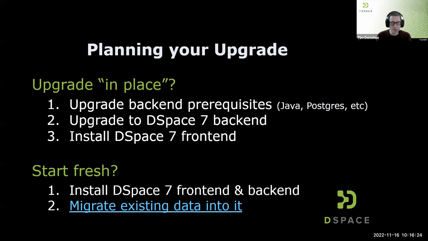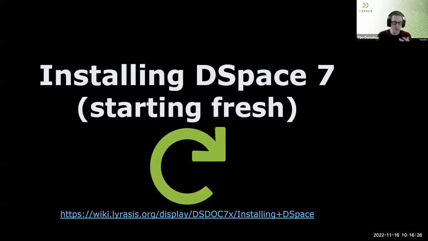And I am going to walk through both of these options at a high level for you today. I'm going to start with that starting fresh option, just because it really is about how do you install DSpace 7 and how do you migrate data into it. The installation instructions are in great detail in the wiki at the link at the bottom here. I'm not going to go to that level of detail, but give you a little bit of a high level feel for how this installation process works. I would recommend walking through the installation instructions, though, obviously, when you're doing this yourself.